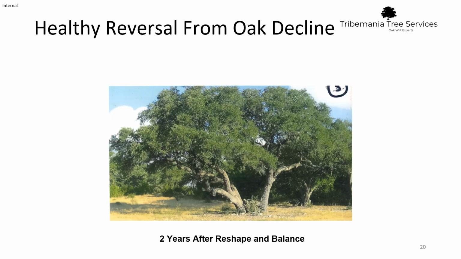This is an image of what the canopy looked like 2 years after we did the shape and balance. This canopy, the declining trend in this particular canopy has been reversed. It's no longer declining. It's getting healthier and healthier as each growth cycle passes.